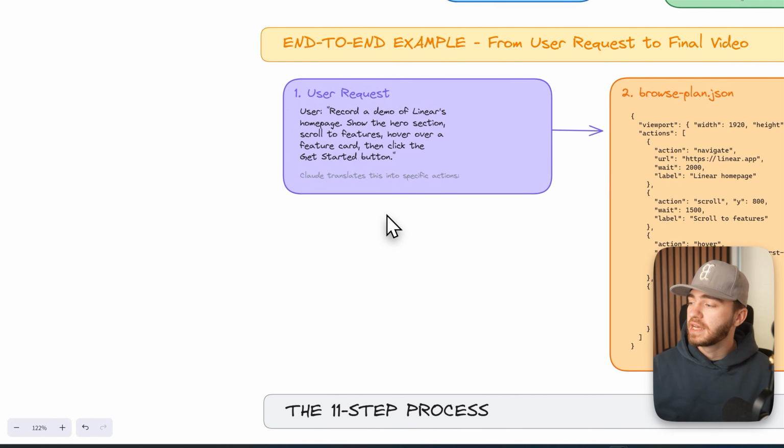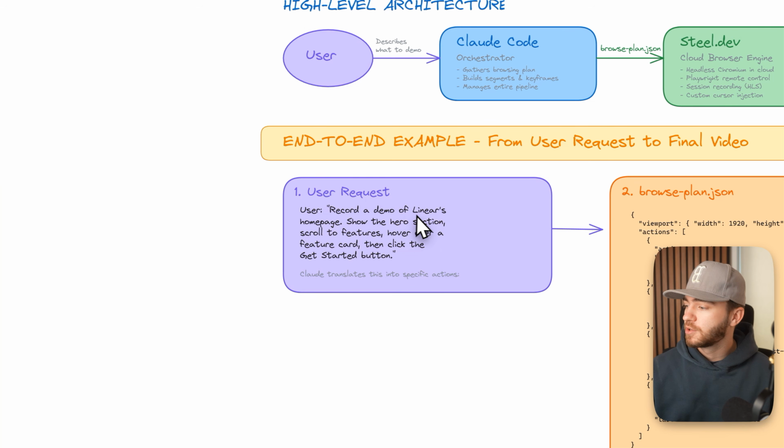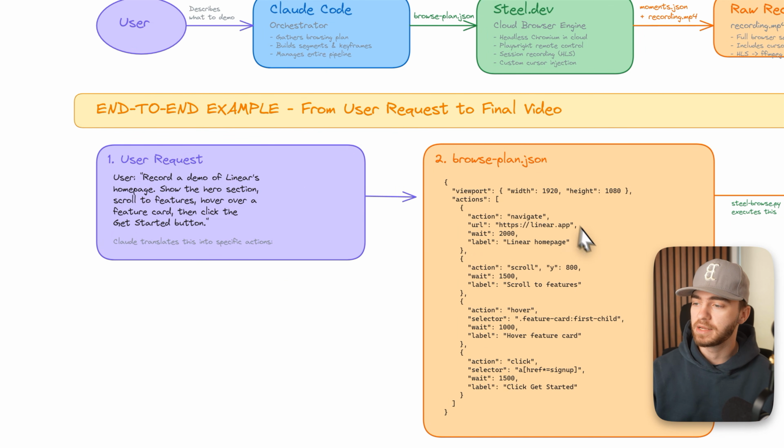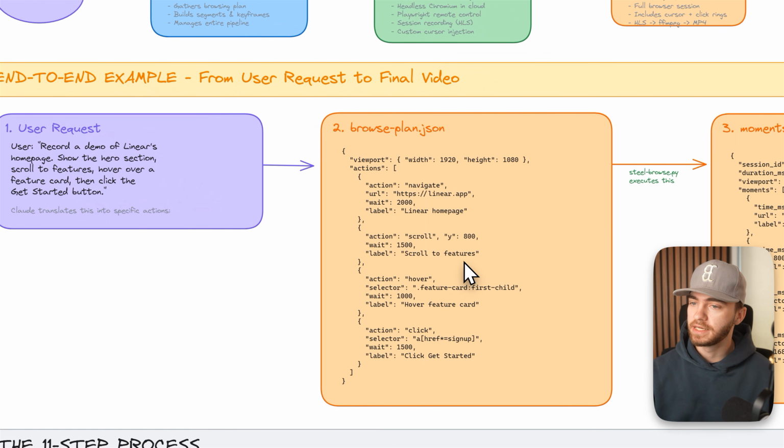So we're going to start with a user request: Record a demo of Linear's homepage. Show the hero section, scroll to features, hover over a feature card, and then click on the Get Started button. Claude Code is going to take that information, go look at the pages it needs to visit, and pull that information together into a browse plan. Now, this browse plan is basically a step-by-step list of everything it wants to accomplish throughout this browsing session.